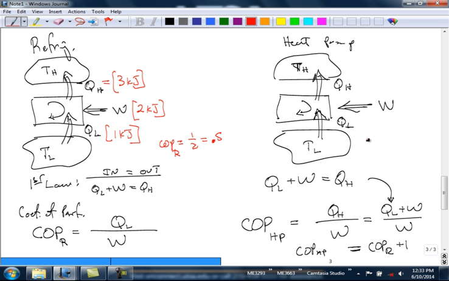Now we come over here and we say same numbers, 1 kilojoule, 2 kilojoules, 3 kilojoules. True. What's the coefficient of performance for the heat pump? It's what I desire over what I had to pay for, 1.5. And then if I check this equation right here, doesn't it work?